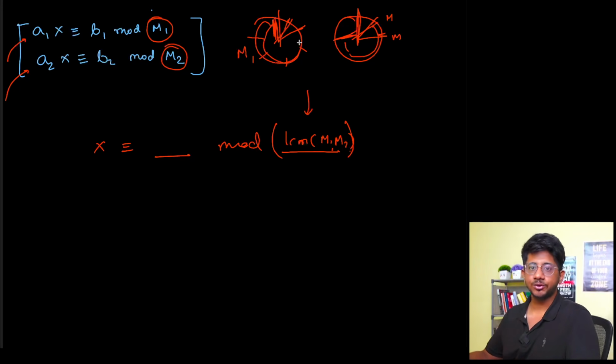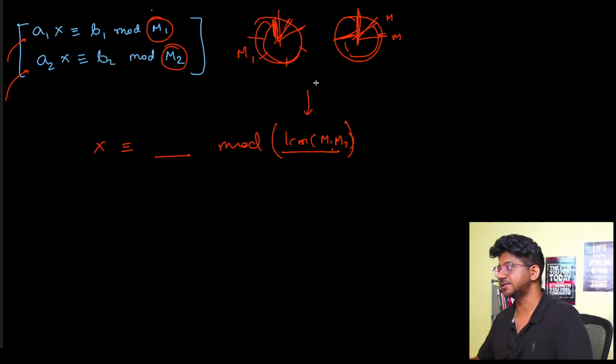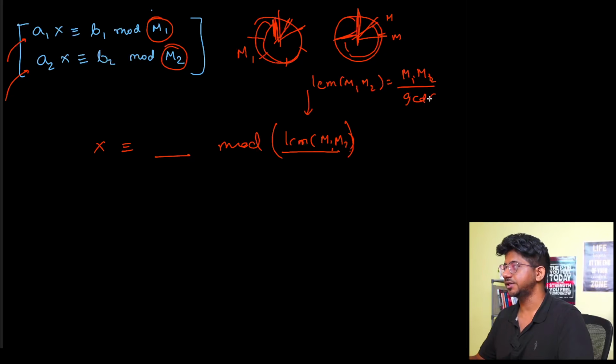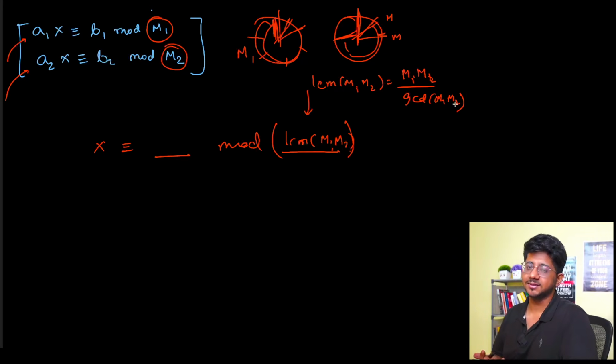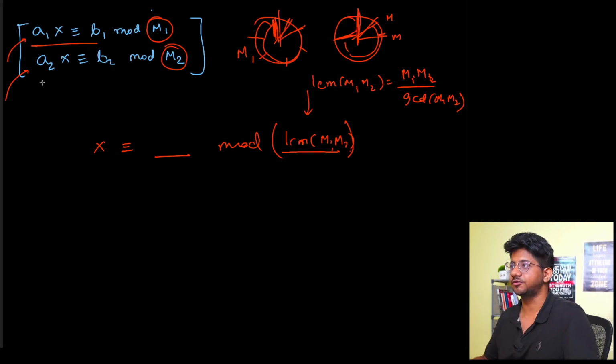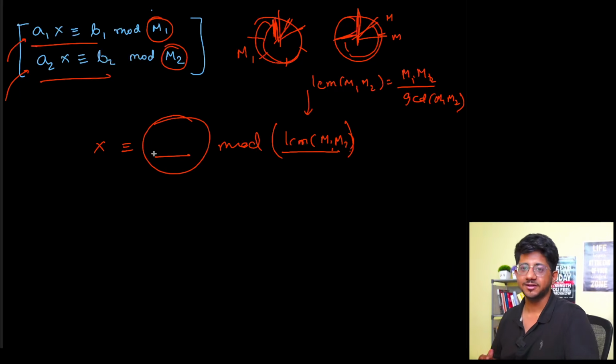After m1 into m2 definitely it will happen, but you can also divide it by GCD. There is this formula: LCM of m1 m2 is equal to m1 times m2 divided by GCD of m1 m2. So this is going to repeat after LCM of m1 m2. But we want to find the solution for this first, that's more interesting. We can say it's going to repeat after this much, so let's take LCM of m1 m2. What's the value after which it will repeat?